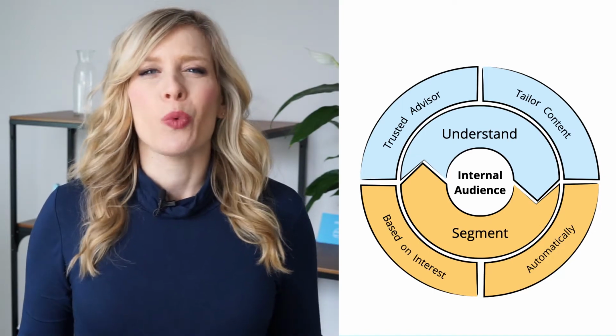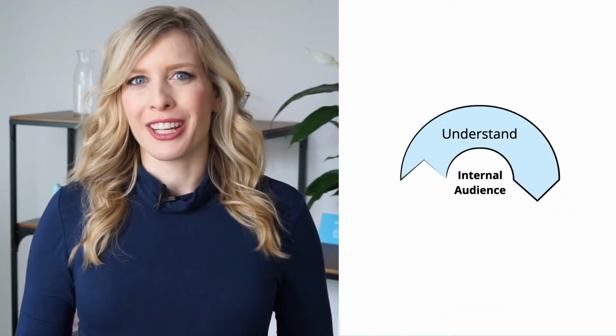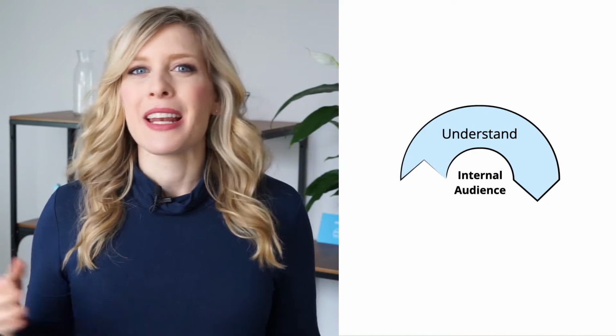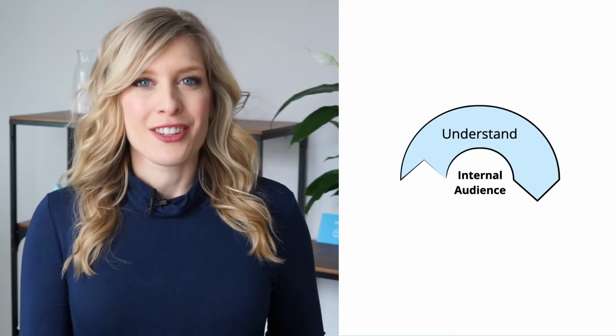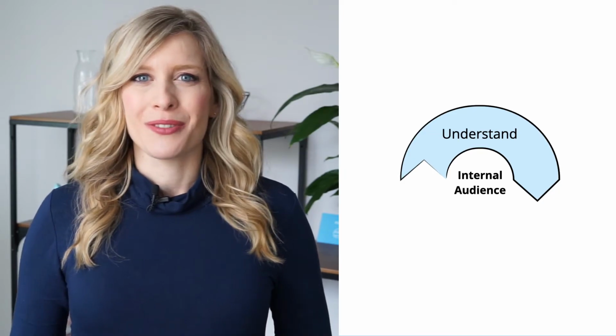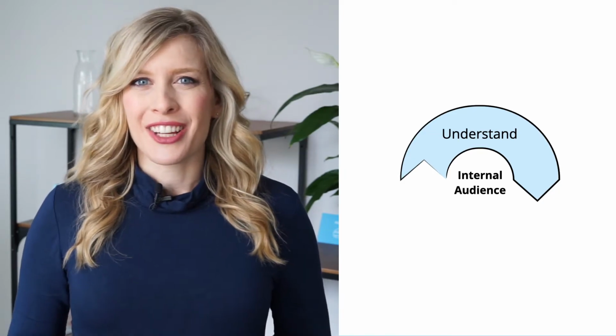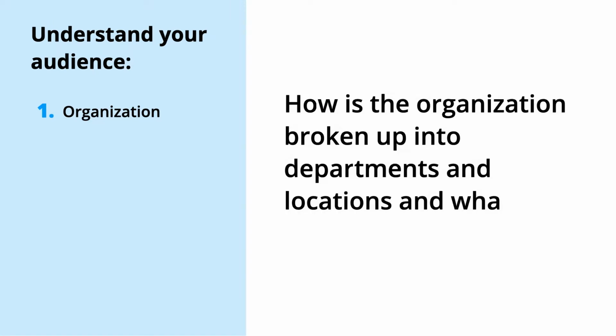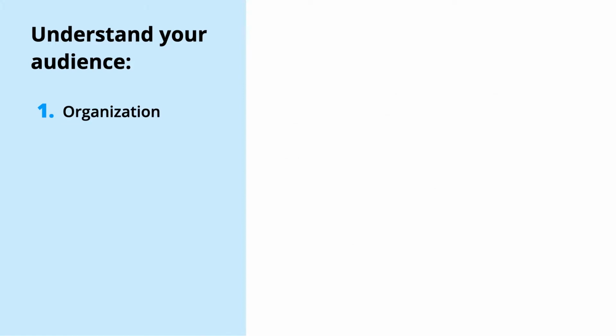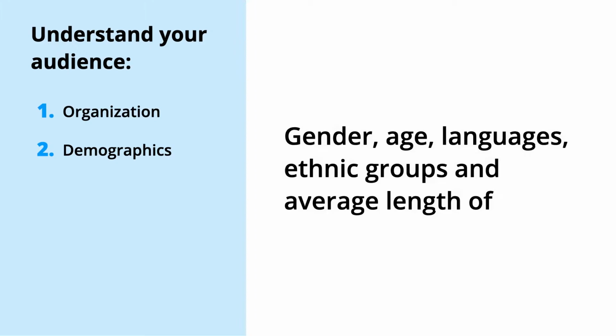Let's first have a look at what you should know to better understand your audience. You could look at your audience from many different angles. Make sure to focus on characteristics that are actionable and easy to find out. Here are 5 basic areas you should look at. 1. Organization. How is the organization broken up into the departments and locations, and what are their relative sizes? 2. Demographics. Gender, age, languages, ethnic groups, and average length of service.